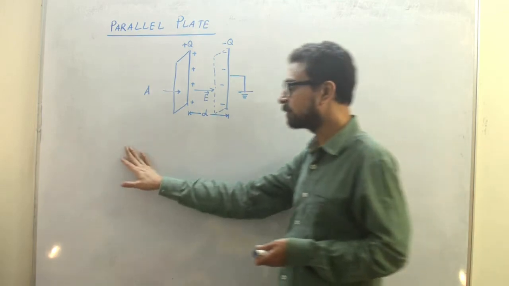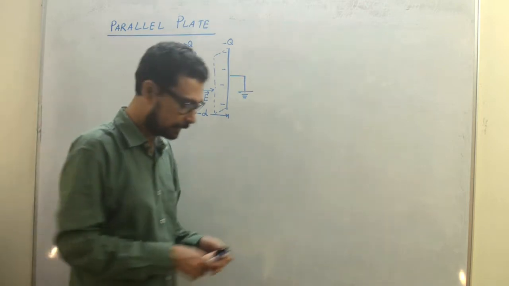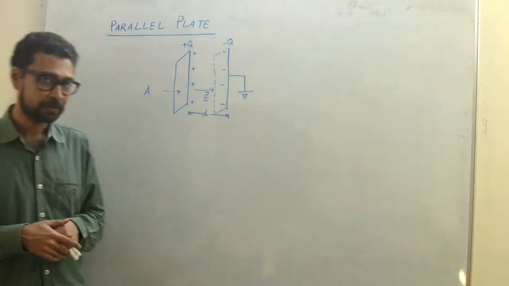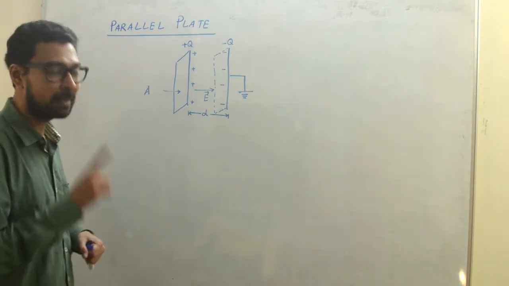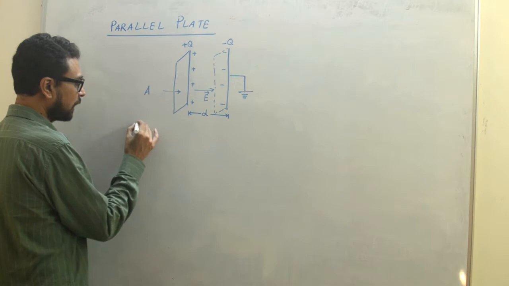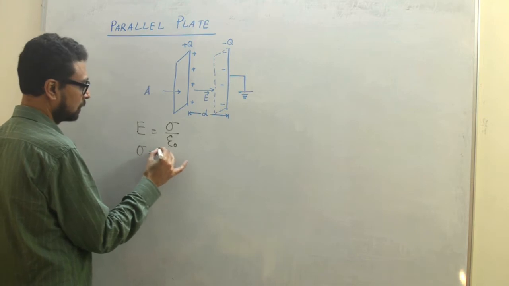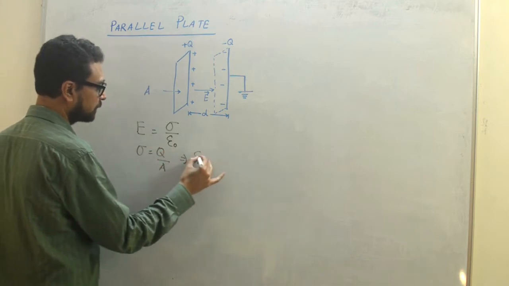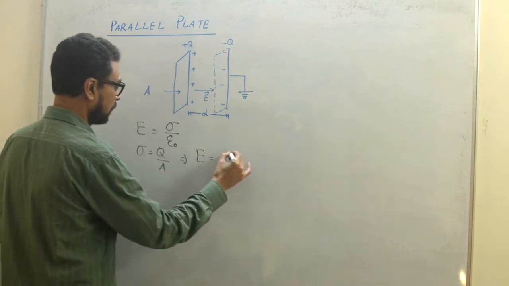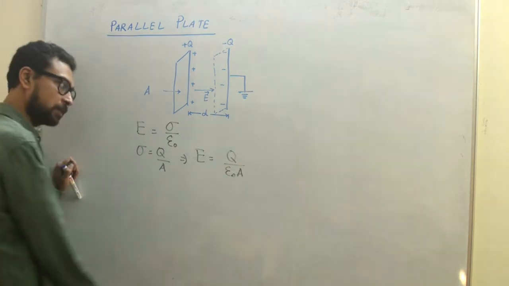So this is the diagram, and since we have two charged plates, in between there will be an electric field, and from Gauss's theorem we know the electric field these two plates will have is sigma by epsilon naught. Very good. We did this in Gauss's theorem. So the electric field is sigma by epsilon naught, and sigma is Q by A. So I can write the expression of the electric field as Q by epsilon naught A. So this is the electric field.